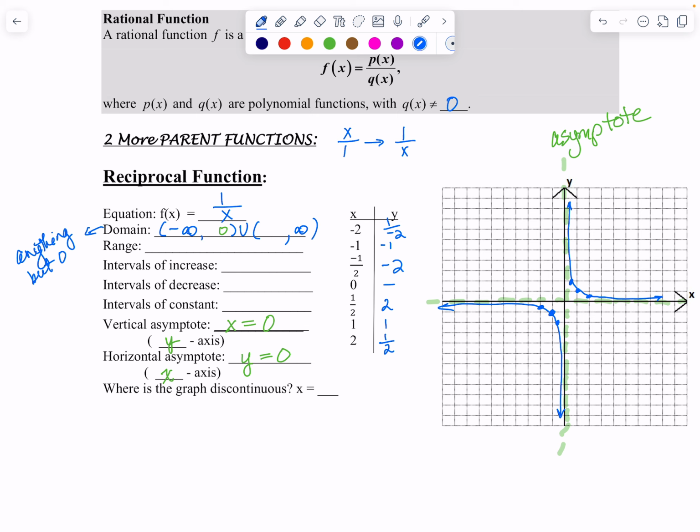My y, notice that my y can be anything but where I have my asymptote. And that asymptote is also at 0. So my range is going to be anything but 0 as well.